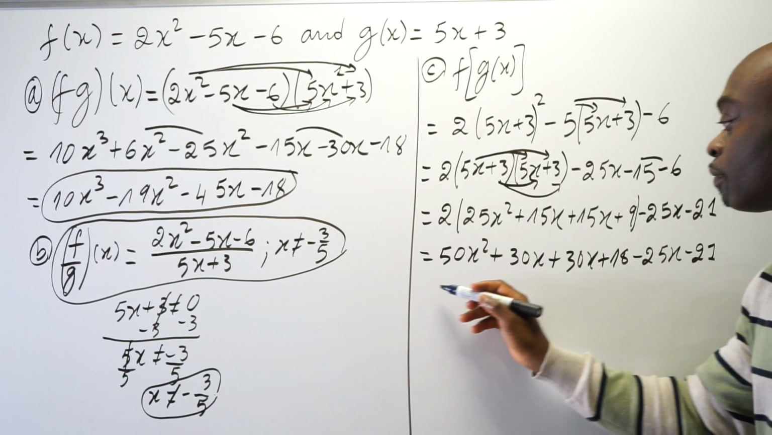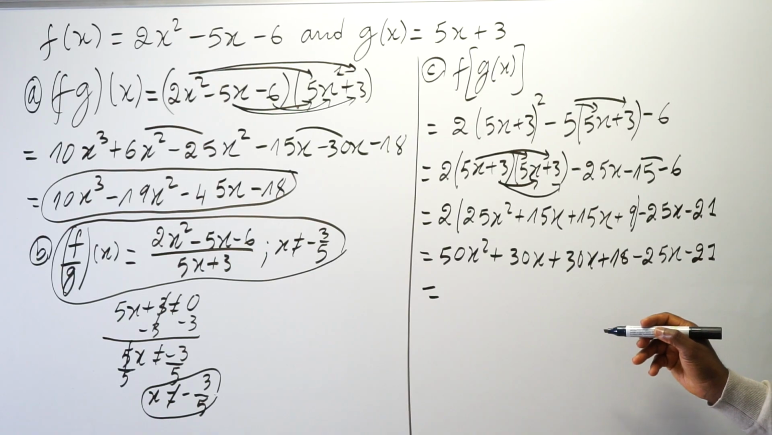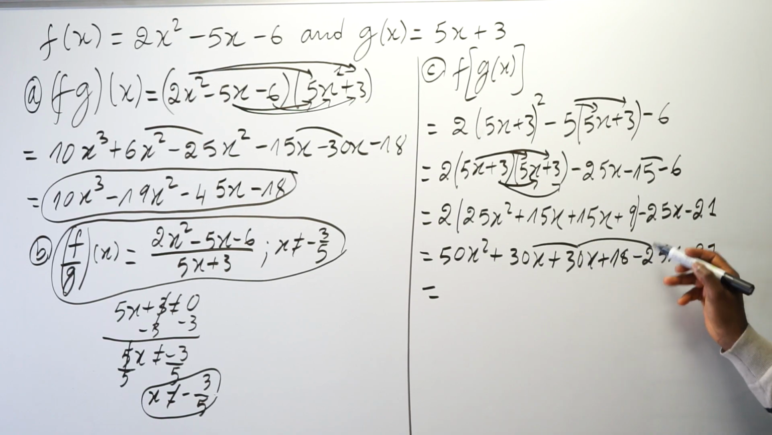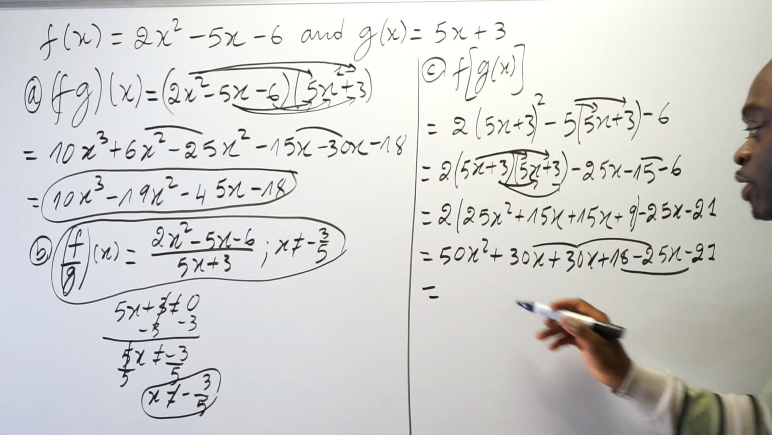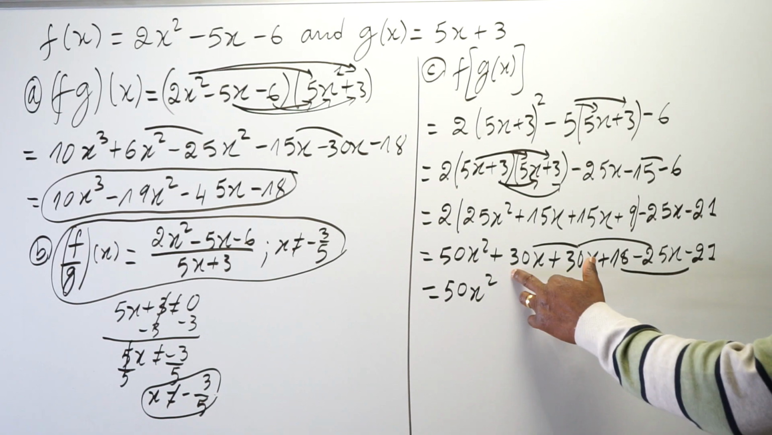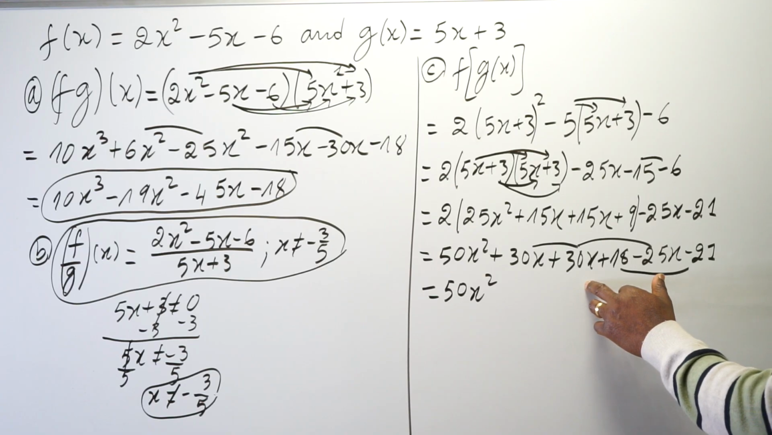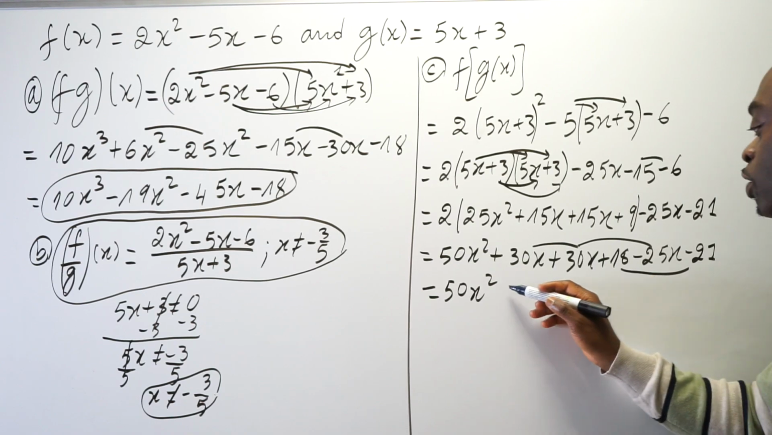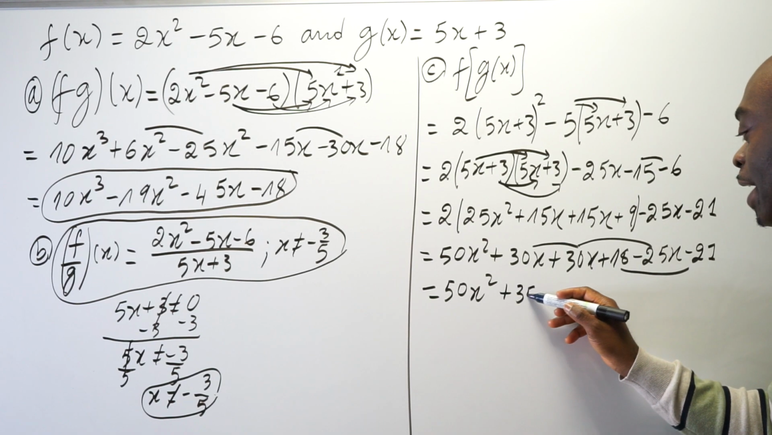Okay? And then now we can combine all our terms together. These two can be combined together with this one, and these two also together. So that'll give you 50x to the second power. So 30 plus 30 is 60. And then 60 minus 25, we can do that. So that'll give us 35. All right? So that gives you a plus 35x.